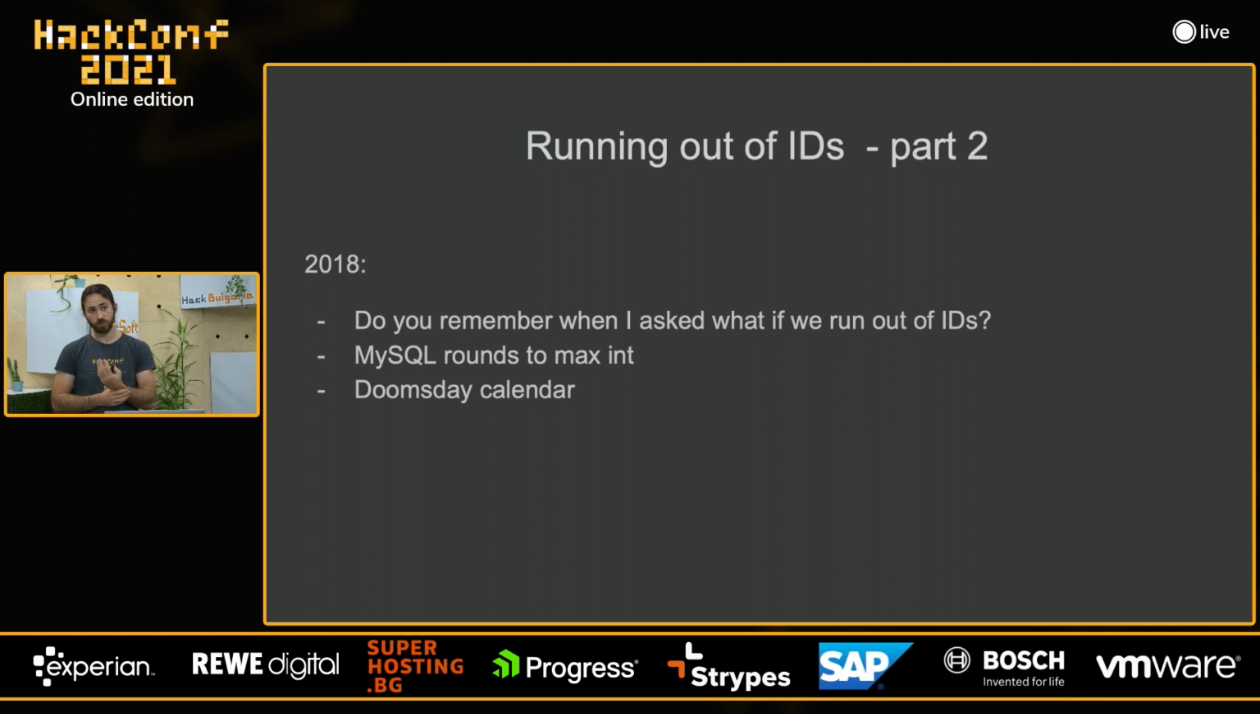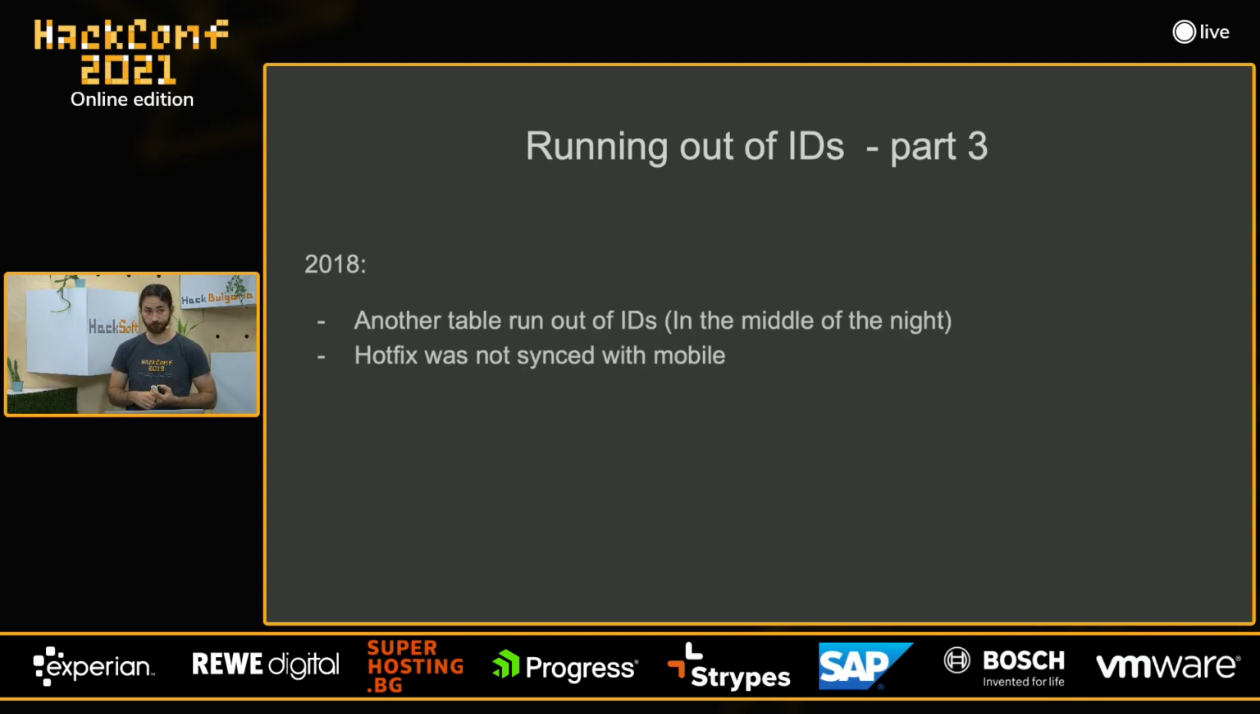So we set a doomsday calendar. We had it on our wall, we're looking at it, we're discussing different solutions. We talked about how to solve it, and everything looked good. We made a plan, and we executed it. And then, a few years later, another table ran out of IDs. But this time, we had no calendar. We just missed it. It happened in the middle of the night, and it just crashed. Everything, like clients were having tons of problems, and it was really going bad.